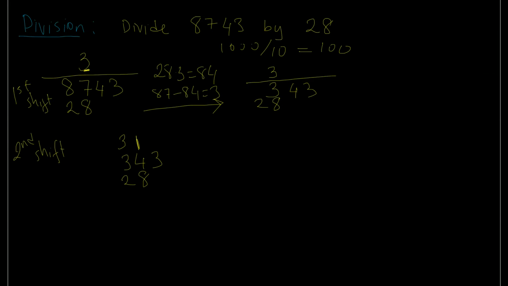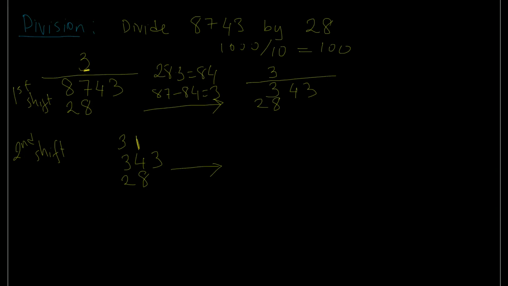By the way, over here, this 3 is really 300, right? And it really represents the fact that 28 goes into 8700 300 times. Okay, you can also look at it that way. And also here, this 34 is really 3400, and this one is 10. So this represents the fact that 28 goes into 34 10 times.